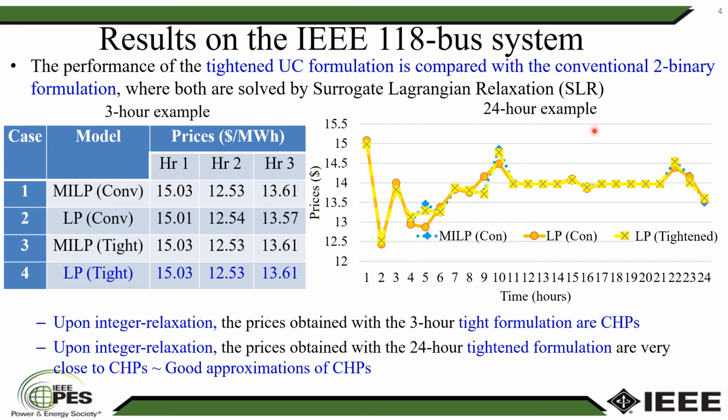Moving to our 24-hour example, its results are shown in the figure on the right, where the blue markers represent MILP conventional, the orange markers represent the LP conventional, and yellow markers represent LP tightened formulation. The prices from all these formulations. So you can notice that the yellow markers closely follow the blue markers, but the orange markers do not follow the blue markers that closely. This shows that upon relaxation, the prices obtained from the 24-hour tightened formulation are very close to the actual CHPs, hence they are a good approximation. However, the same cannot be said about the LP conventional.